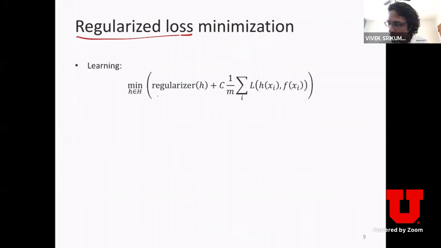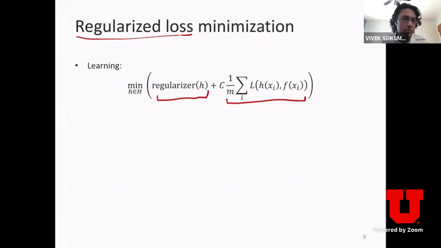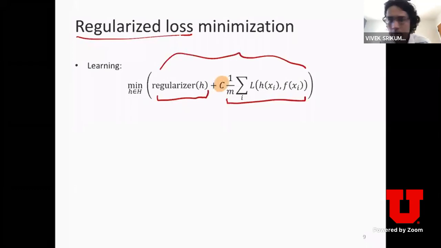What we have is two terms here. We have a regularizer and the average, the empirical loss or the average loss. And we want to somehow minimize both these things. So we just add them up and add the scaling factor C that combines the two of them. And our goal of learning is now to search over all hypotheses and find the one that has the lowest sum of the regularizer plus empirical loss. So we still have the minimization over the hypothesis.